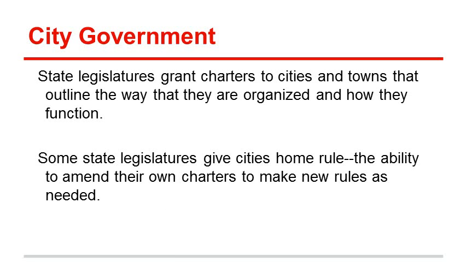City government. State legislatures grant charters to cities and towns that outline the way that they are organized and how they function. Some state legislatures give cities a privilege called home rule, which is the ability to amend their own charters to make new rules as needed. This allows the cities to be more flexible in the way that they're governed, and they don't have to go back and ask the state legislature each time they need to make a change in the way that they operate.